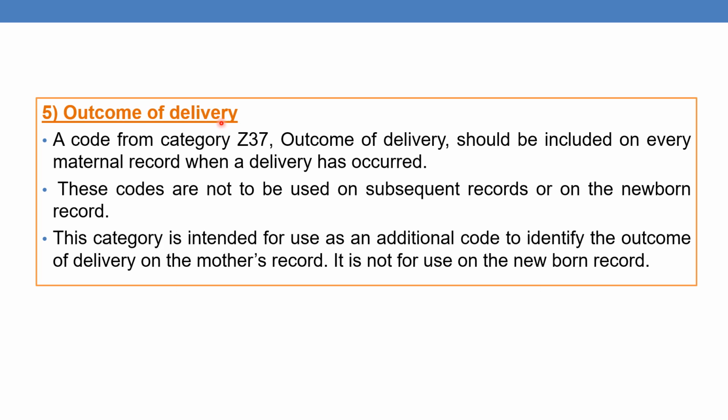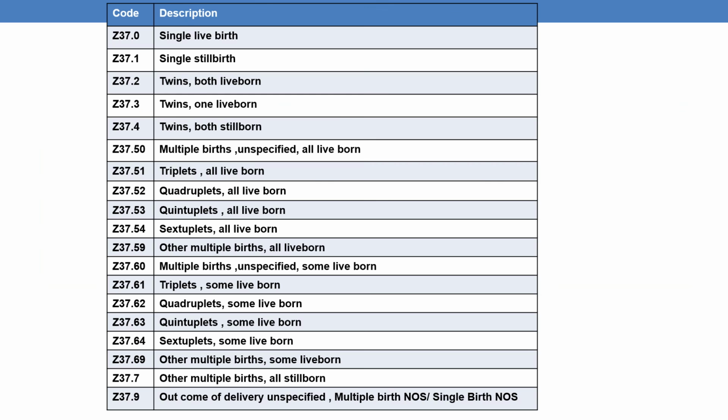We will discuss in detail about the outcome of delivery when we discuss the O80 series. Here we will just go through what are all the codes of the Z37 subcategory. Here you can see the complete list of Z37. Z37.0 indicates single live birth. Z37.1 indicates single stillbirth. Z37.2 indicates twins, both live born. Z37.3 indicates twins, one live born and the other stillborn. Z37.4 indicates twins, both stillborn.